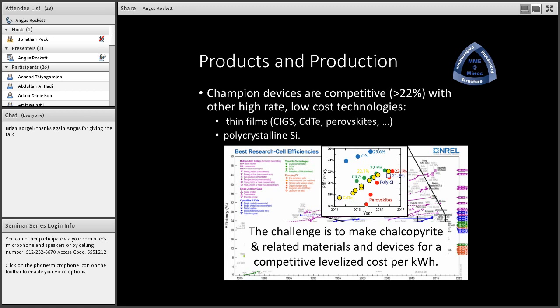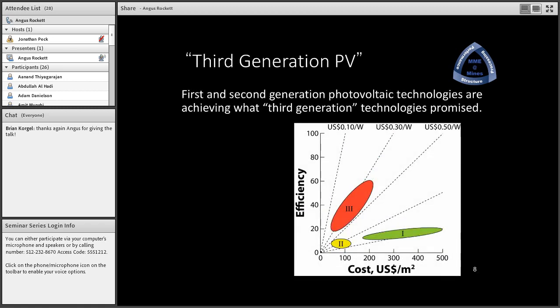So the challenge is to make the chalcopyrite materials and devices for competitive levelized cost per kilowatt hour, and that means getting the efficiency of the modules up to this sort of champion cell performance, or at least pushing to or past the polysilicon technology in terms of module performance, and driving down the cost of manufacturing, which is a trick.